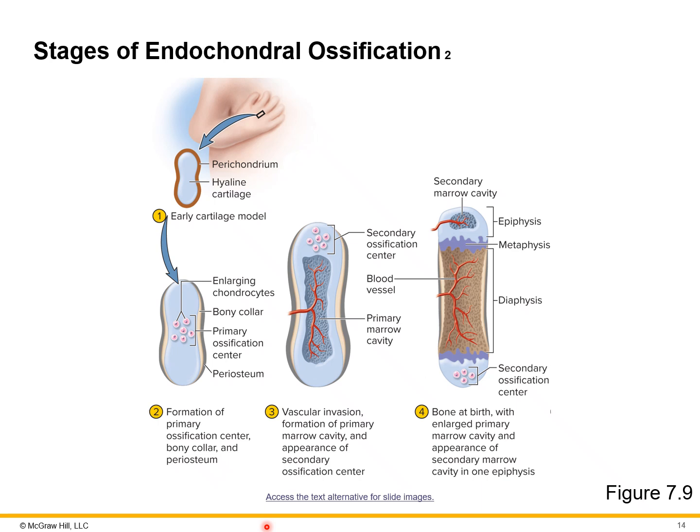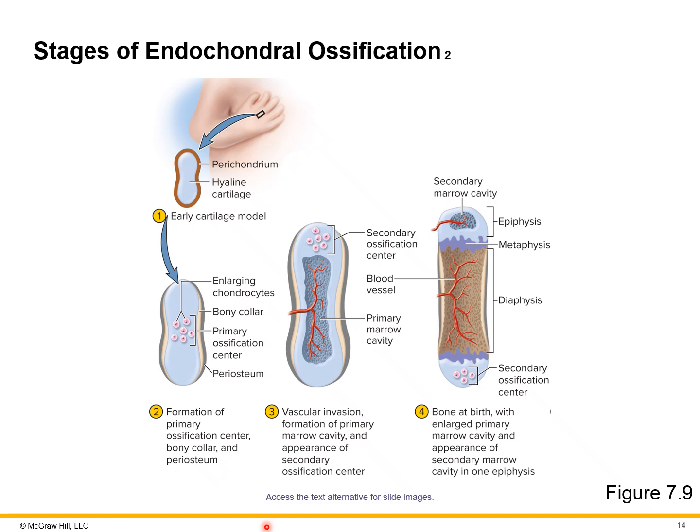The secondary ossification center hollows out by the same process as the diaphysis, generating a secondary marrow cavity in the epiphysis. This cavity will expand outwards from the center in all directions. At the time of birth, the bone typically looks like step 4 in the figure.